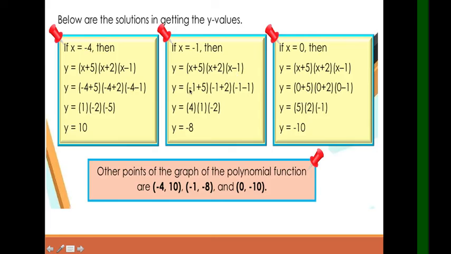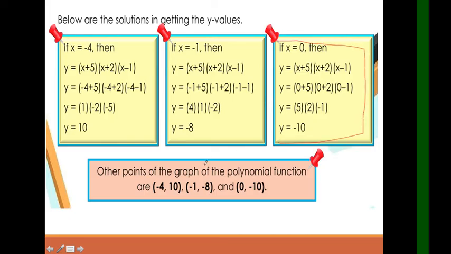For x equals negative 1, so we have x plus 5, x plus 2, times x minus 1. Substitute negative 1 to x, so we have negative 1 plus 5, negative 1 plus 2, and negative 1 minus 1. So we have negative 1 plus 5 is positive 4, negative 1 plus 2 is positive 1, and negative 1 minus 1 is negative 2. So we have 4 times 1, 4. 4 times negative 2 is negative 8. And finally, for x equals 0, nakuha na natin ito. Nakuha na natin kanina yan, and the answer is negative 10, if I'm not mistaken.